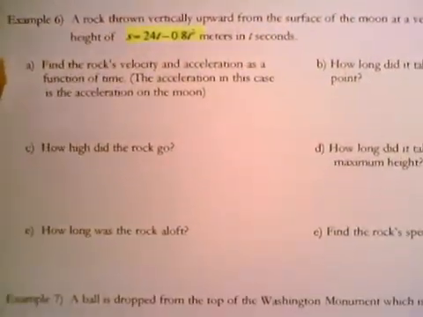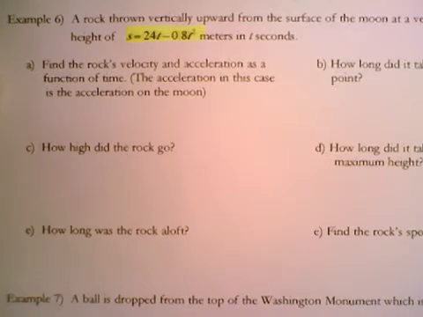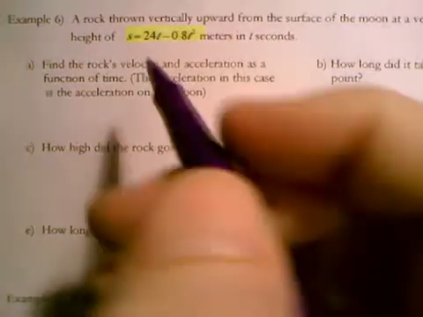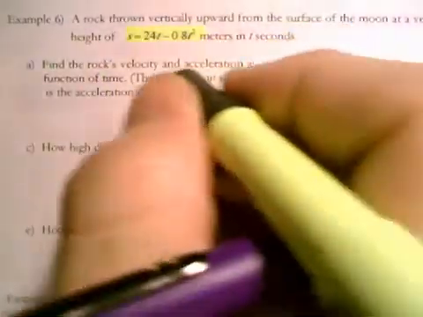So example number 6, we're given that a rock is thrown vertically upward from the surface of the moon at an initial velocity of 24 meters per second, and it gives the height in meters in t seconds. Okay, so we're supposed to find a bunch of stuff about this particular example. First thing is the rock's velocity and acceleration as a function of time. So we already know how to do that.